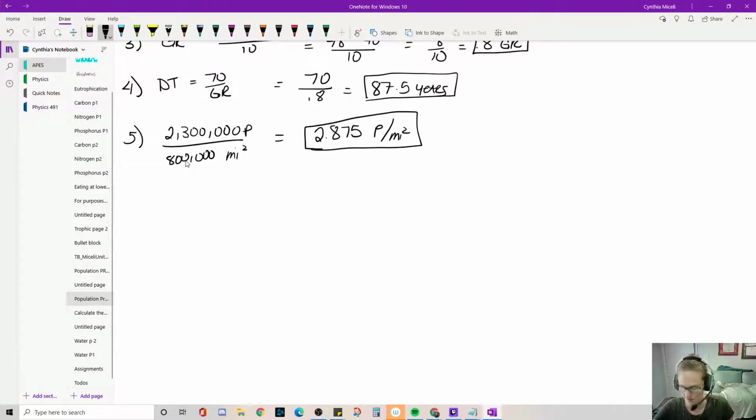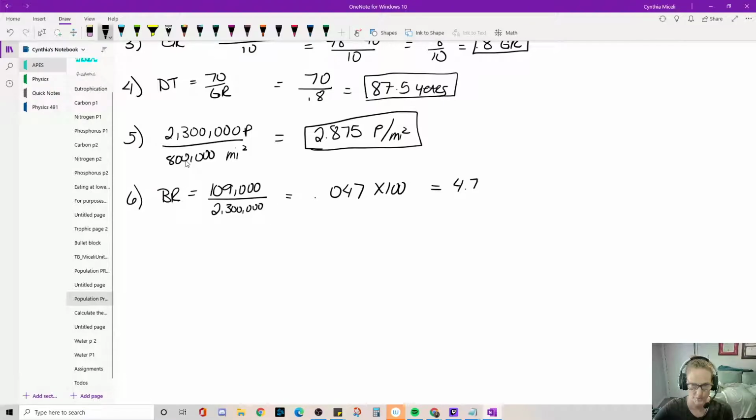Okay, then number 6, you guys in class didn't call me out on my little mistake here. So let's do it correctly. The birth rate is the number of births, which was 109,000 for this place, divided by the population. I was using 800,000, which was the area. No one said anything. So it's really 2.3 million. And that comes out to 0.047 times the 100. So 4.7 birth rate. And might as well do the crude. So it's 47 crude birth rate.